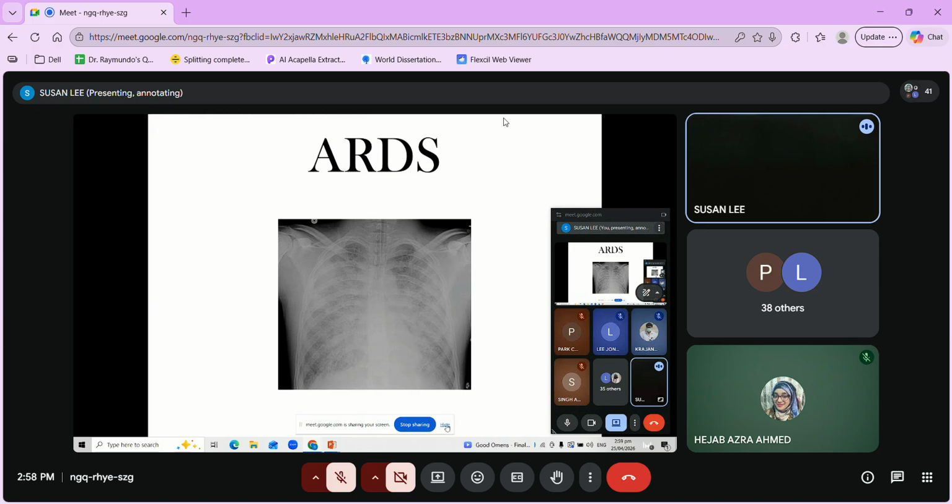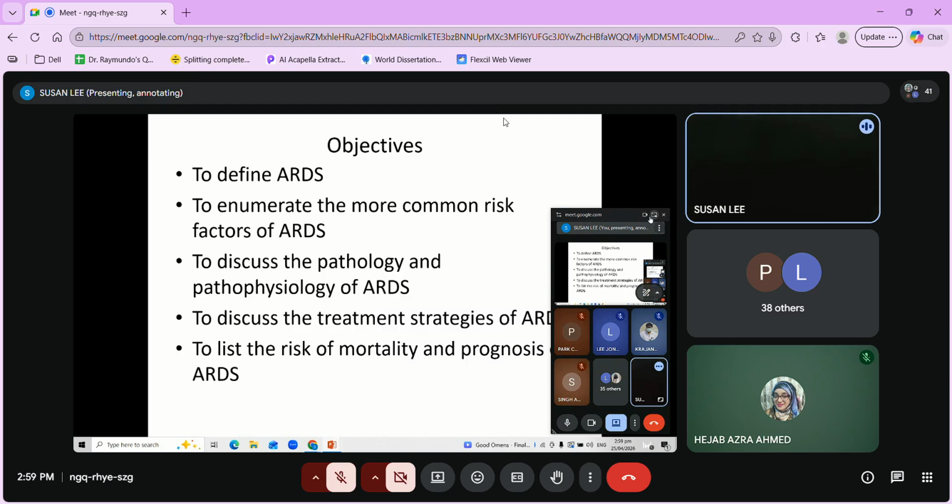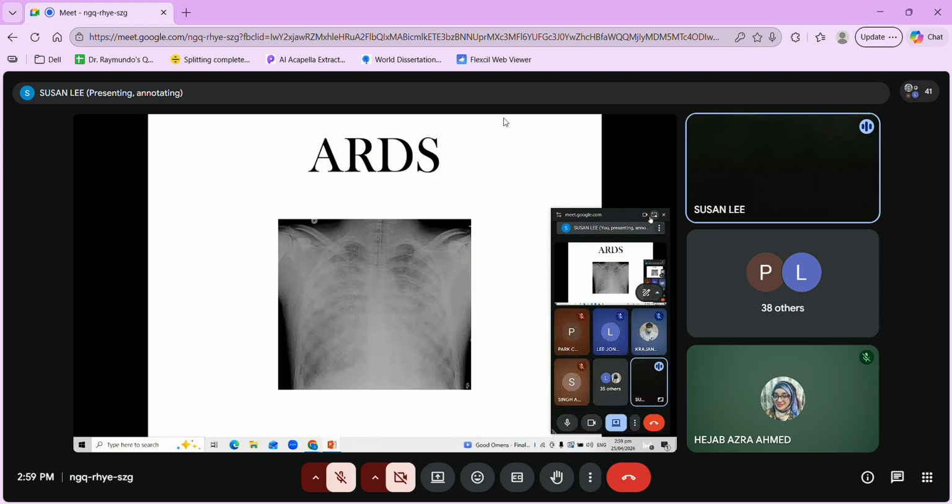Entire screen. Okay, can you see now? Opo, Doc. Okay. Bakit ganun? Entire screen yung ginagawa.